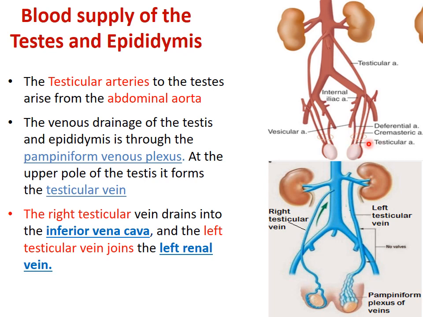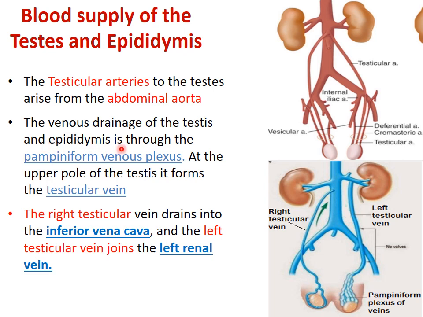And the third one is the cremasteric artery. It is another artery that is supplying the cremasteric muscle. This muscle will come in the spermatic cord. Actually, the cremasteric muscle is the extension of the internal oblique muscle of the abdomen. So always remember. Now come to the blood supply: the testicular arteries to the testis arise from the abdominal aorta. Testicular artery arising from where? From the abdominal aorta, a direct branch.